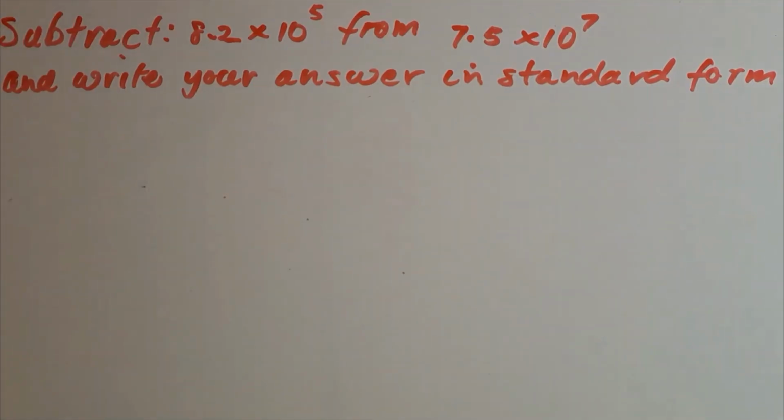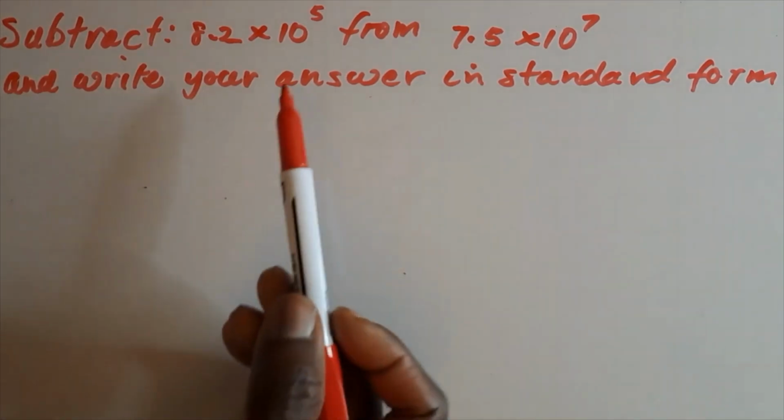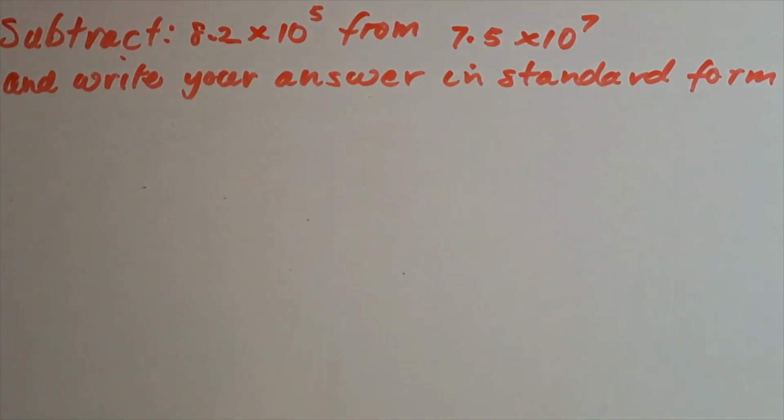Hello. Subtract 8.2 times 10 to the 5th from 7.5 times 10 to the 7th and write your answer in standard form. But before we do it, in order to do the subtraction, we must ensure that both of these are multiplied by the same power of 10. We'll opt for 10 to the 5th.